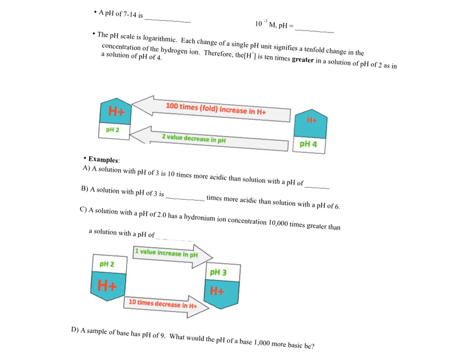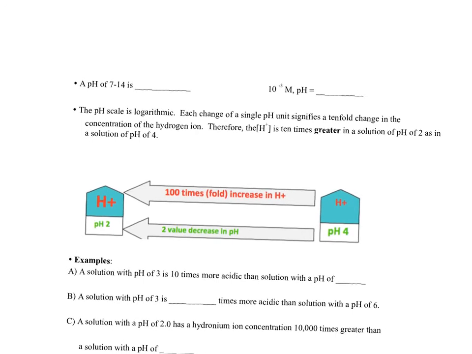So we have a pH of 7 to 14. That is basic. And 10 to the negative 3rd molar is a pH of 3. Definitely things we need to know.